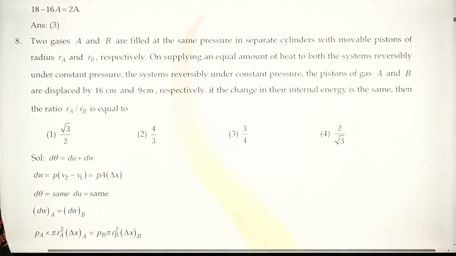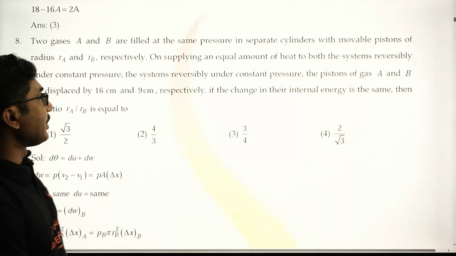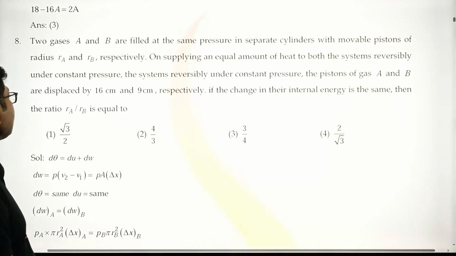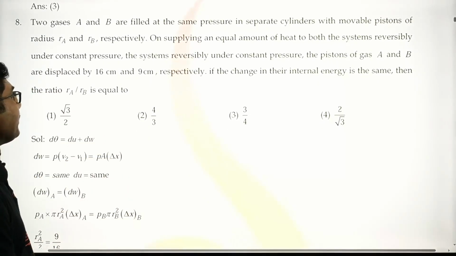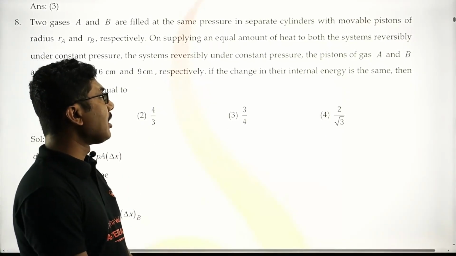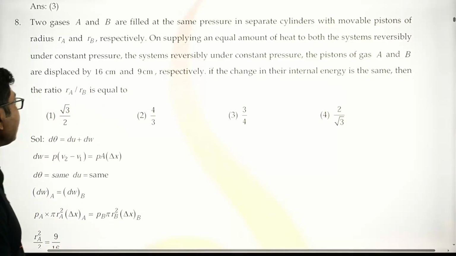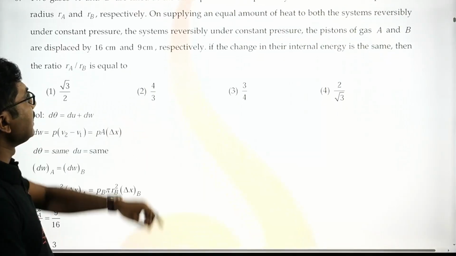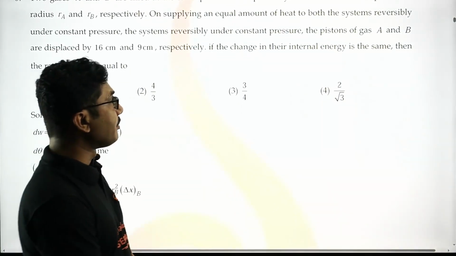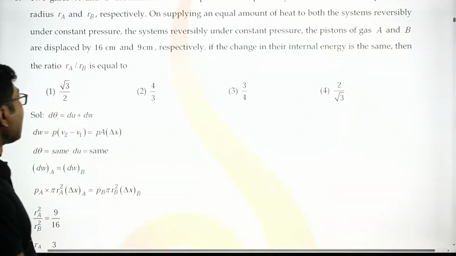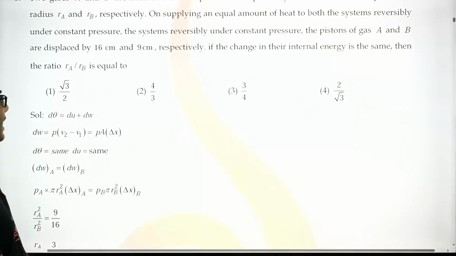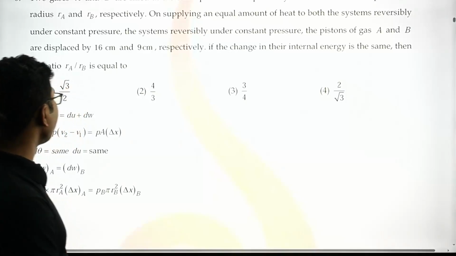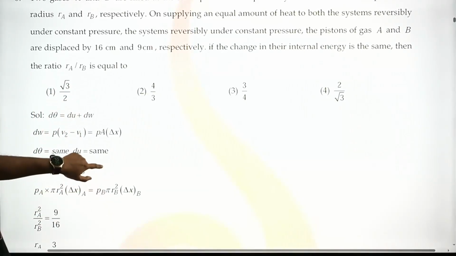2 gases A and B are filled at the same pressure in separate cylinders with movable pistons of radius RA and RB respectively. On supplying an equal amount of heat to both systems reversibly under constant pressure, the pistons of gas A and B are displaced by 16 centimeter and 9 centimeter respectively. If the change in their internal energy is the same, then the ratio of RA by RB is equal to?